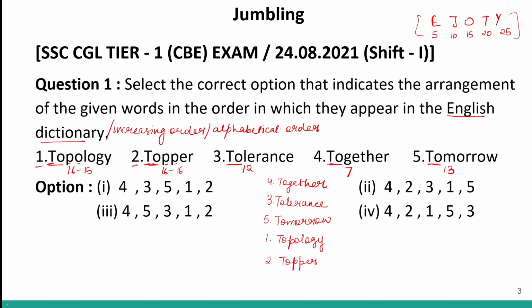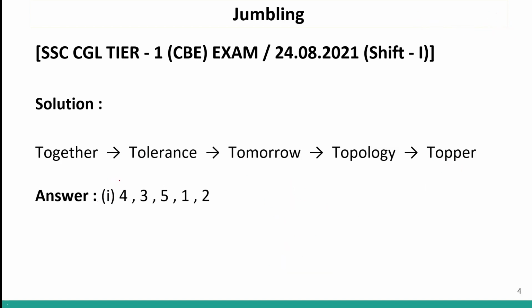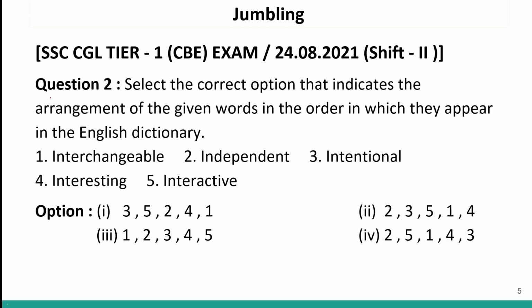So the correct logical sequence will be 4, 3, 5, 1, 2, which is option number 1. So option number 1 will be your correct answer. Here you can see together, tolerance, tomorrow, topology, and topper. Okay? Now, question number 2.